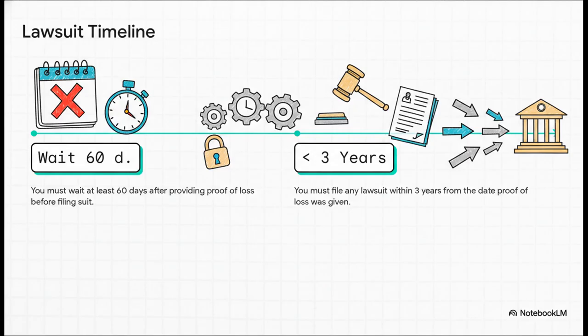It's super important. First, you have to give the insurer at least 60 days to investigate your claim after you've submitted all your proof. That's the waiting period. After those 60 days are up, the clock starts ticking for you, and you have a maximum of 3 years to file a lawsuit if you need to.